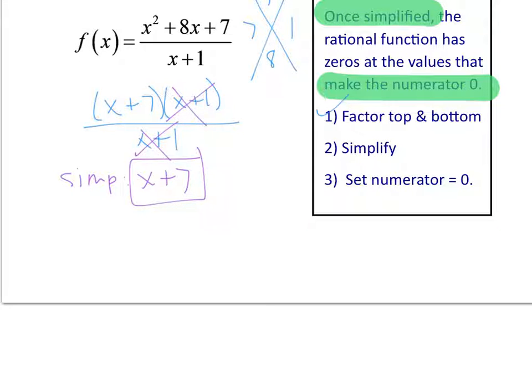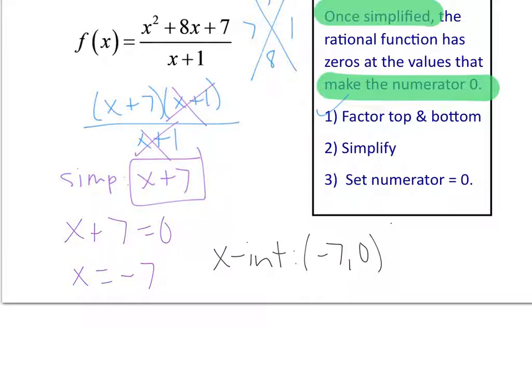So now I need to set my numerator equal to 0, and in my simplified expression, x plus 7 is in my numerator, so I will just say x plus 7 equals 0, so x would equal negative 7, so my x-intercept would be negative 7, comma 0, again, ordered pair form. So these are the two pieces of information we are looking for, the simplified version of our rational function and the x-intercept.